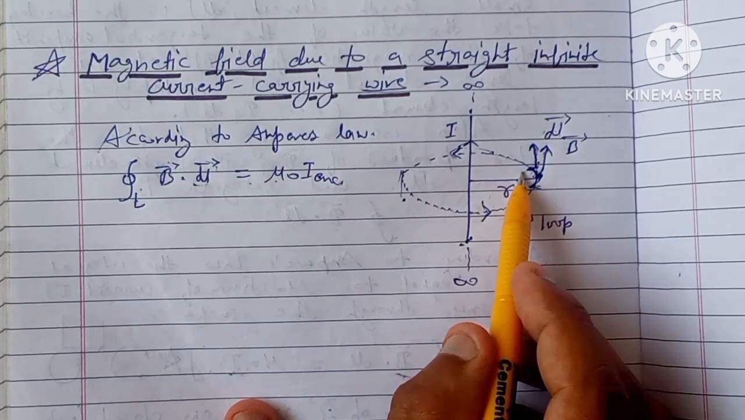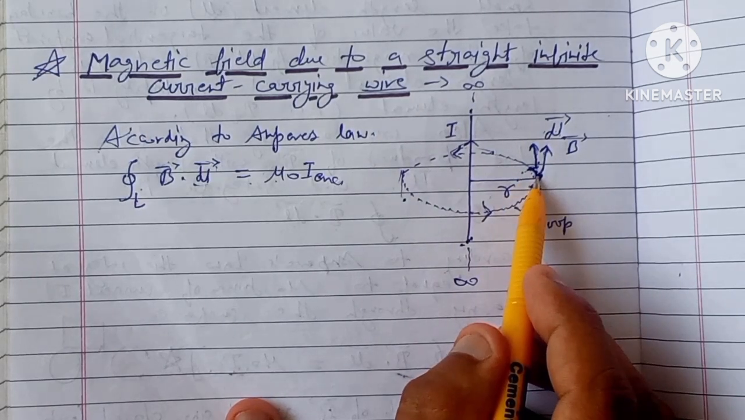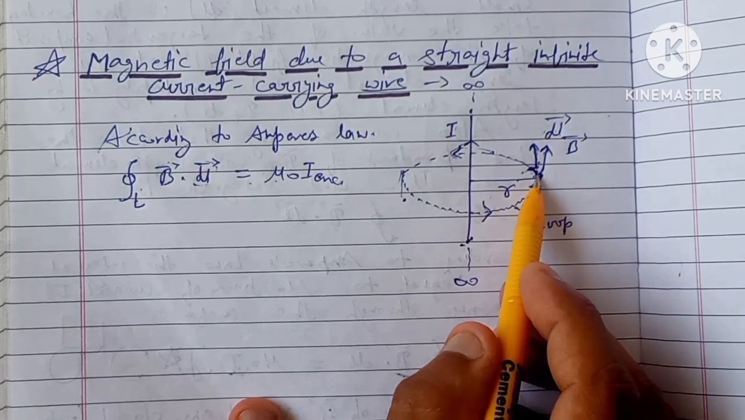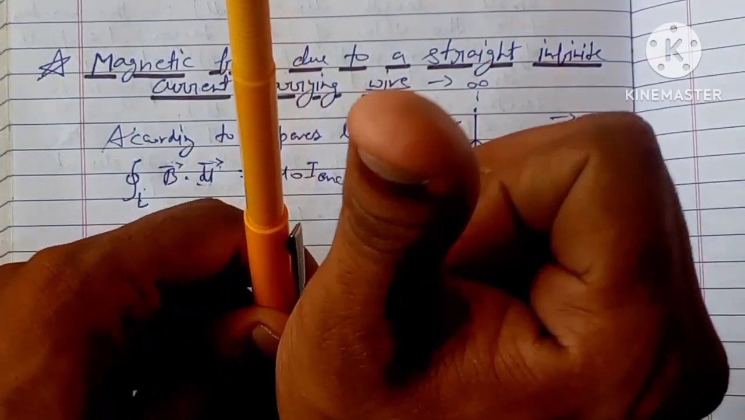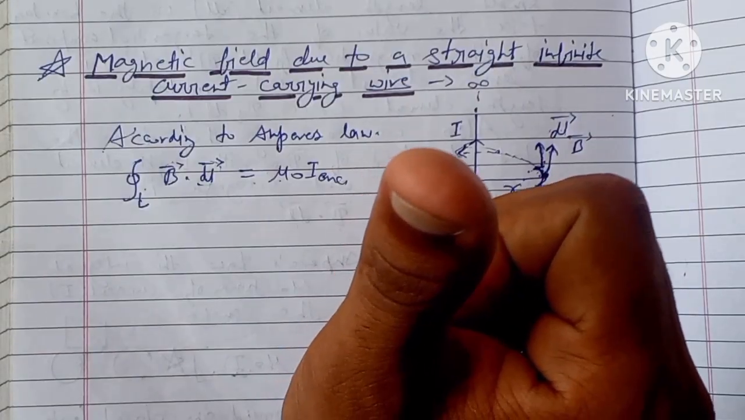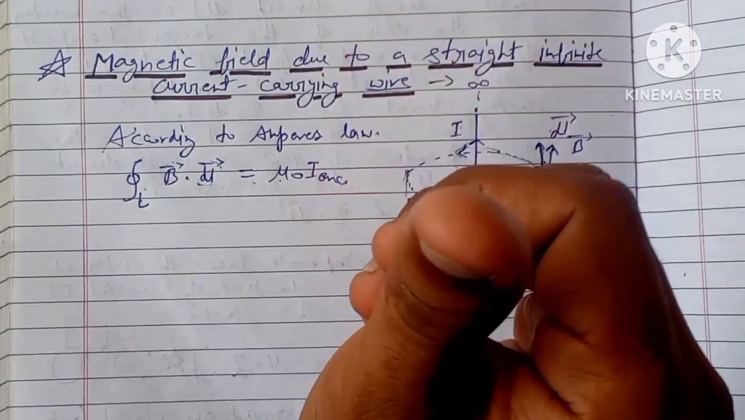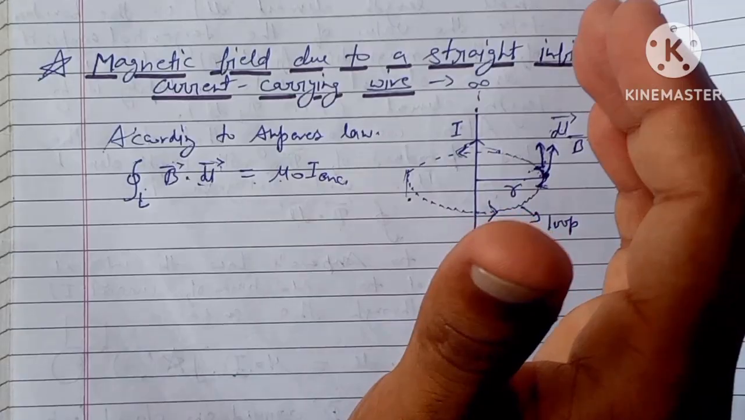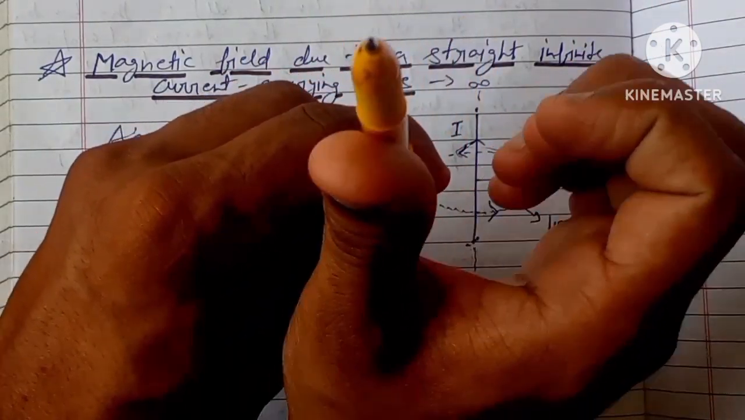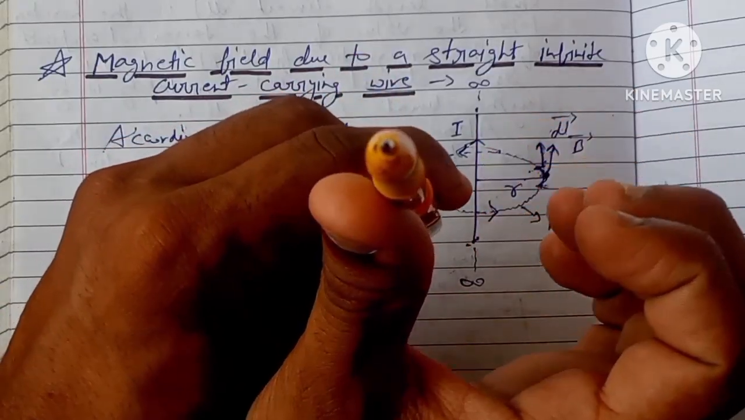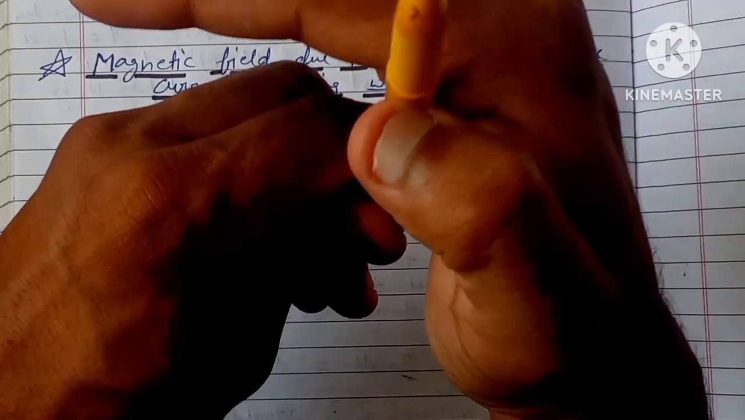How did I come to this conclusion? Because of my right hand thumb rule. What does the right hand thumb rule say? Again, put your thumb in the direction of current, then the curling fingers will represent the direction of the magnetic field. So I put my thumb in the direction of current, and my fingers are curling in the anti-clockwise direction.